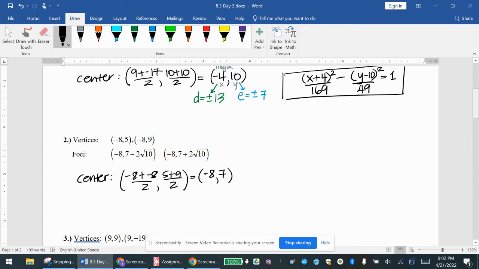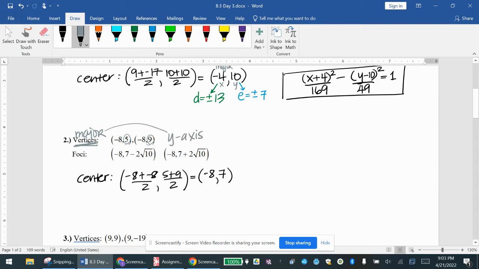Okay, so now you're going to compare that to the vertices. Now remember, the vertices have to do with the major axis, right? So compare those ordered pairs of negative 8, 5 and negative 8, 9 to the center. Did the x's change or did the y values change? Here, the y values changed. So that means the major axis is the y-axis.